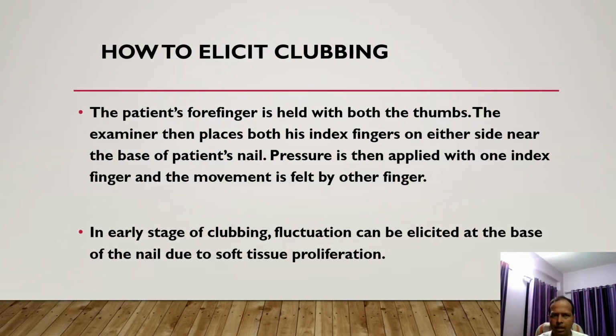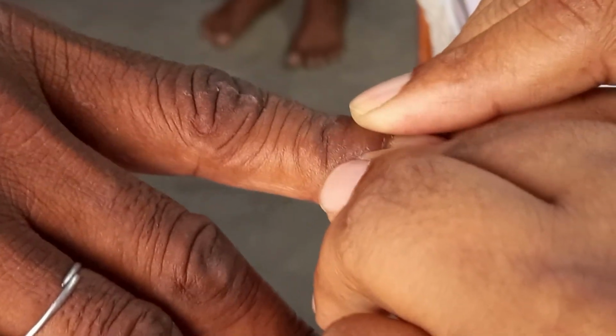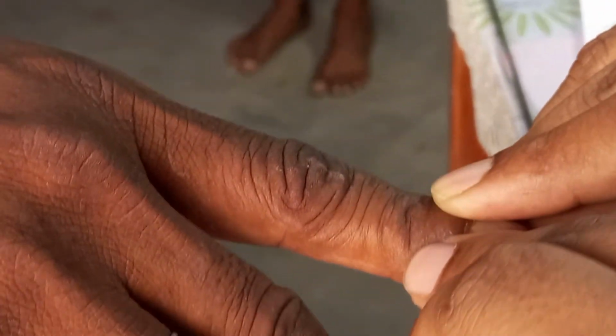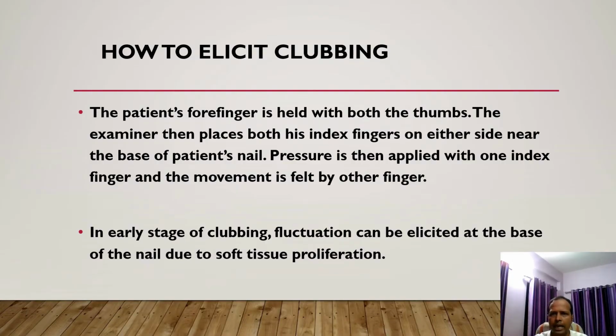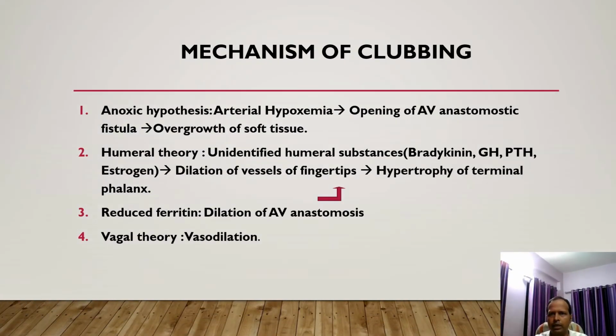Then how to elicit clubbing? The patient's forefinger is held with both the thumbs. The examiner then places both his index fingers on either side near the base of the patient's nail, and pressure is then applied with one index finger, and the movement is felt by the other finger. I will try to show it in the video. In the early stage of clubbing, fluctuation can be elicited at the base of the nail due to soft tissue proliferation.